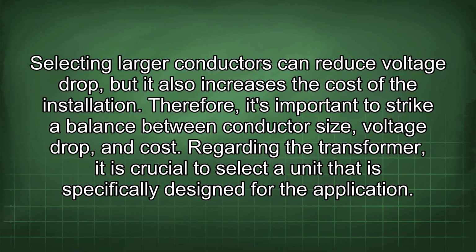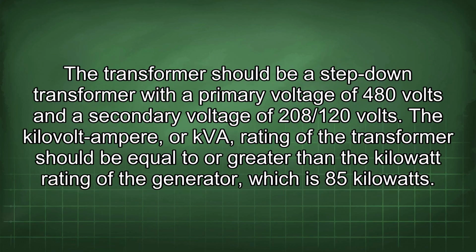Regarding the transformer, it is crucial to select a unit that is specifically designed for the application. The transformer should be a step-down transformer with a primary voltage of 480 volts and a secondary voltage of 208/120 volts. The kilovolt-ampere, or kVA, rating of the transformer should be equal to or greater than the kilowatt rating of the generator, which is 85 kilowatts.